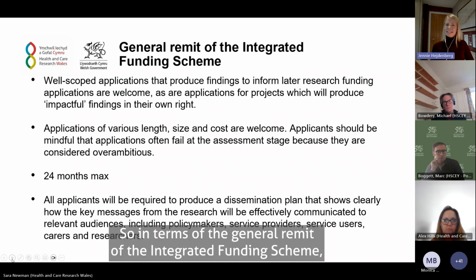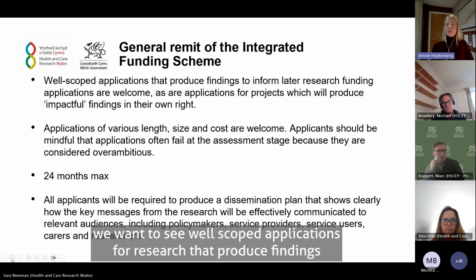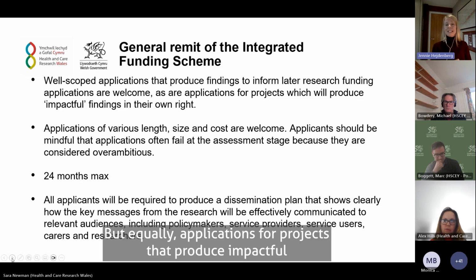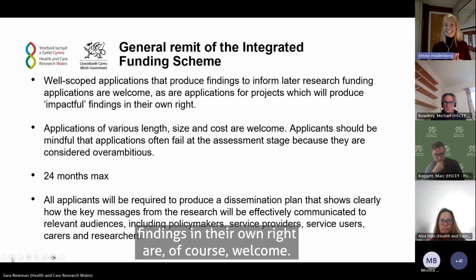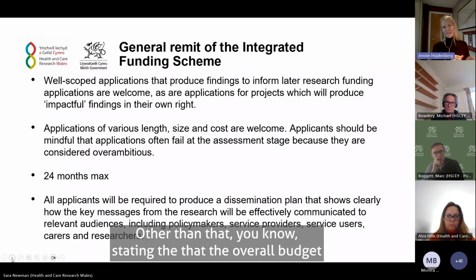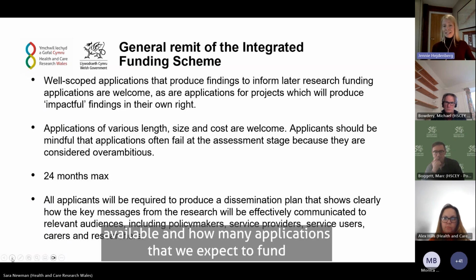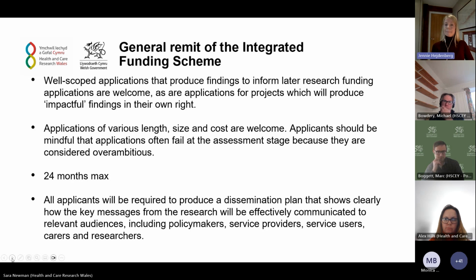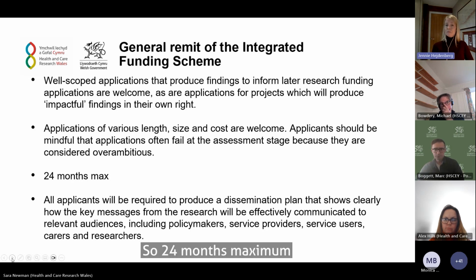Next slide, please. Thank you. So in terms of the general remit of the integrated funding scheme, we want to see well-scoped applications for research that produce findings to inform later research funding applications, perhaps to the NIHR, but equally applications for projects that produce impactful findings in their own right are of course welcome. So we don't have an upper budget limit, other than stating the overall budget available and how many applications we expect to fund, so around 150 to 350k. We do have a limit on time though, so 24 months maximum.